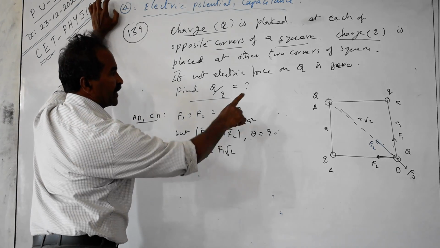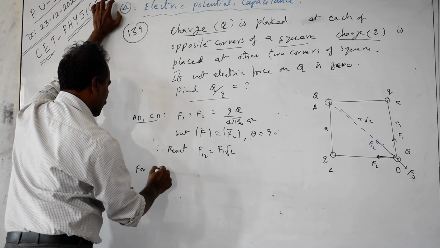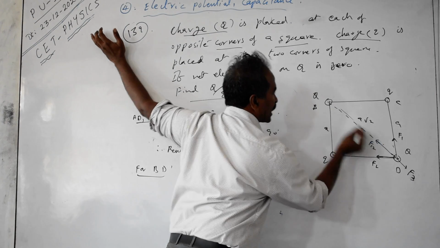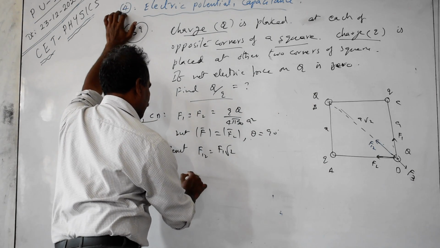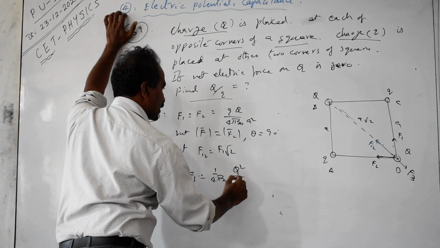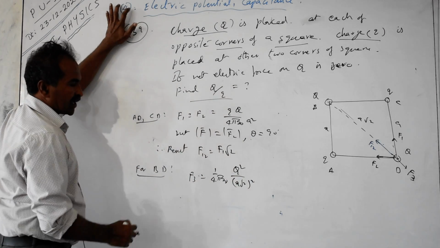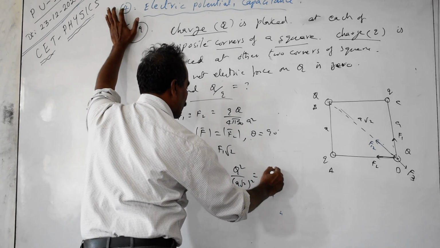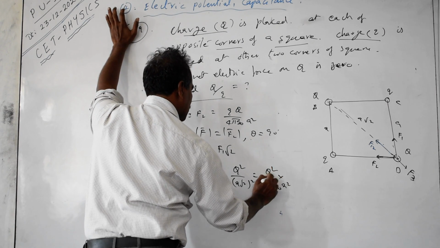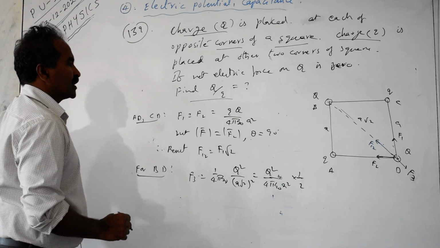Next, we take BD. For BD, the force is F3. Both are capital Q's. That is, F3 equals 1 by 4 pi epsilon naught into Q square by distance square. The distance is A root 2 whole square, that means A square into 2. It is nothing but Q square by 4 pi epsilon naught into A square, as it is, into 1 by root 2 square, meaning 1 by 2. So net force is 0.